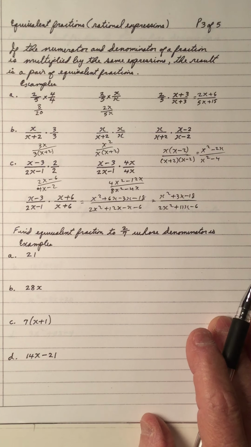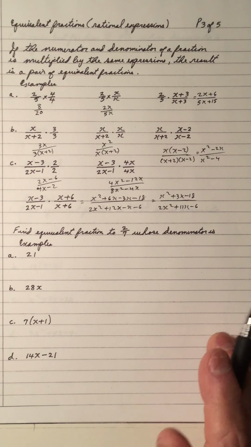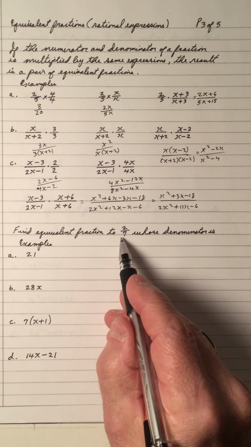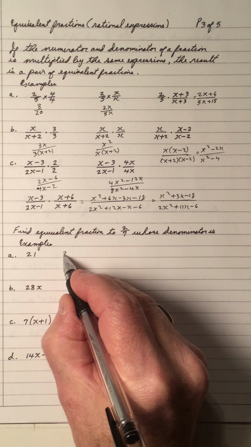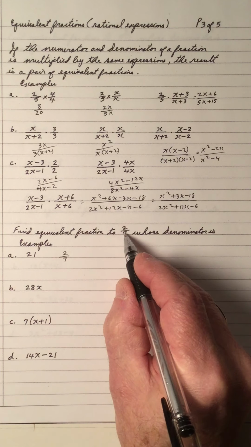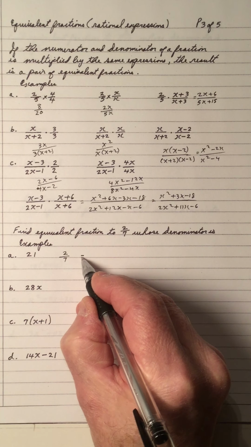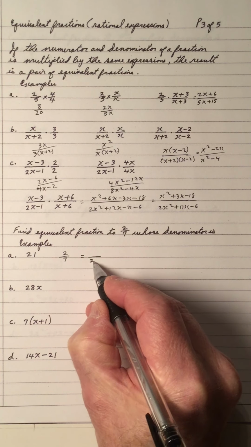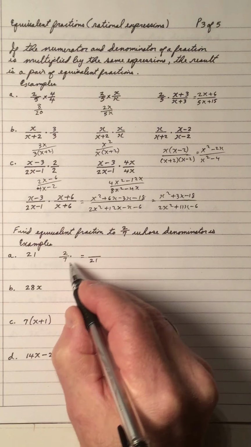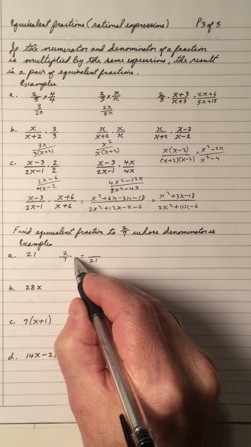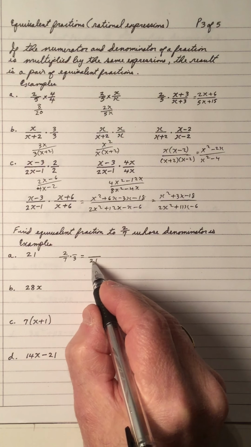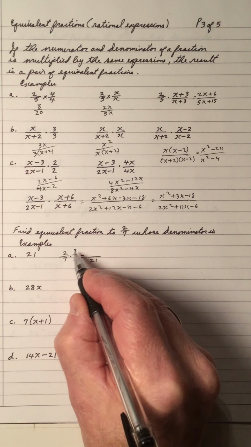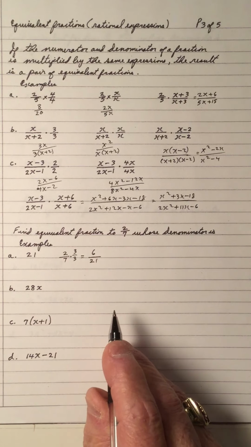Okay, knowing that, let's do some work. Find an equivalent fraction to 2 over 7 whose denominator is 21. So if I take 2 over 7, which is what I have, and I want to make that with a denominator of 21, that means 7 into 21 goes 3. So if I multiply 7 by 3 to get 21, I also have to multiply the numerator by 3. So that gives me a 6.